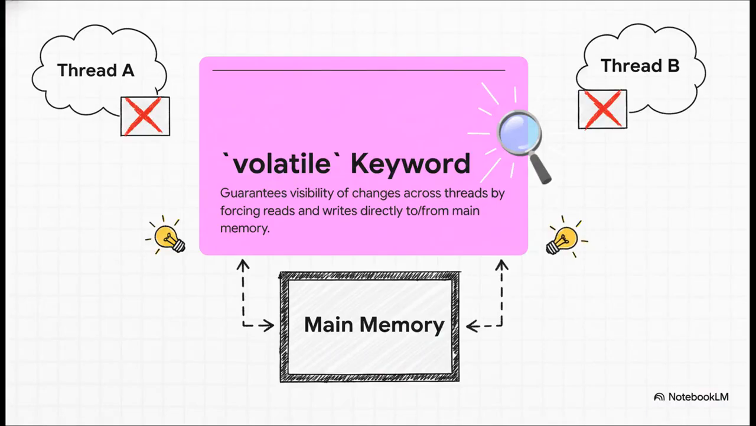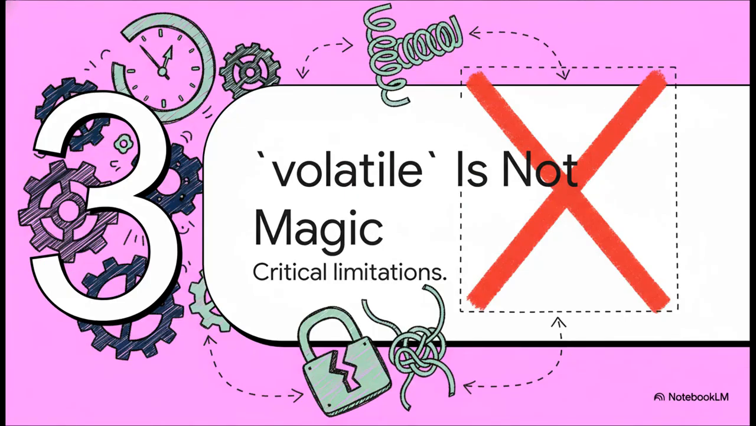And this is precisely what volatile does. It's a command. It tells the threads, hey, for this variable, forget your private notepad. Every single time you read it or write to it, you have to go directly to the main whiteboard. This guarantees visibility. It ensures everyone is looking at the same up-to-date information. Now, it's super tempting to think of volatile as this magic wand you can wave to fix any concurrency problem, but that is a really dangerous trap. It solves one very specific problem, and that's it. So let's bust a few myths and talk about what it can't do.